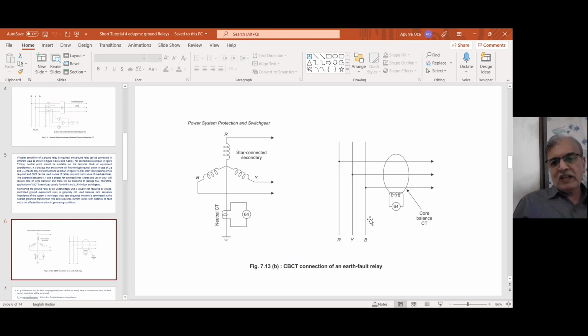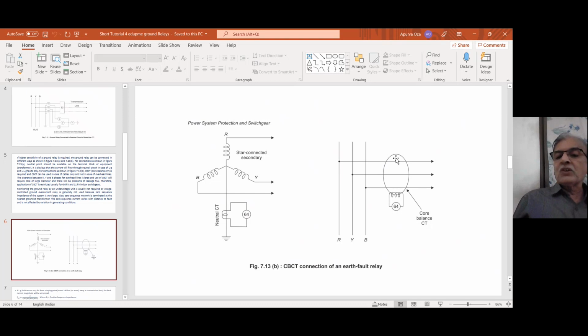The other way, the second way, is you can connect a relay across CBCT, core balance CT. The core of a core balance CT encircles, encompasses all three phases, right? So flux will be produced in the core only when the sum total of current IR plus IY plus IB is not zero. So IR plus IY plus IB is always zero under normal condition. IR plus IY plus IB is always zero under three-phase fault. IR plus IY plus IB is also zero under double line fault.